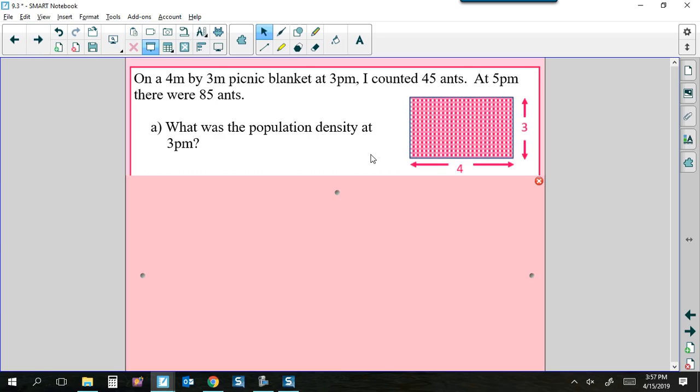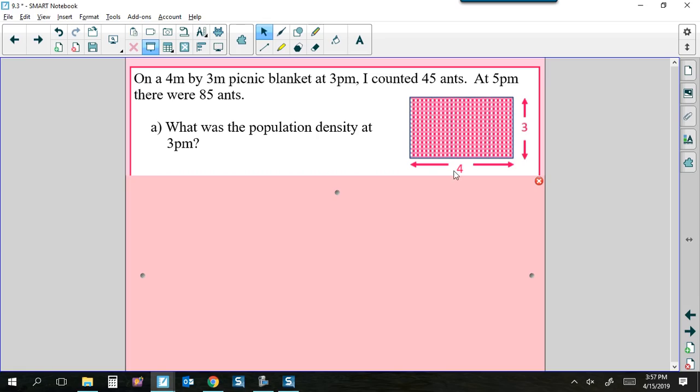That's 4 by 3 meters, and there are ants all over it. We want to know the population density at 3 p.m. Well, at 3 p.m., there's 45 ants.